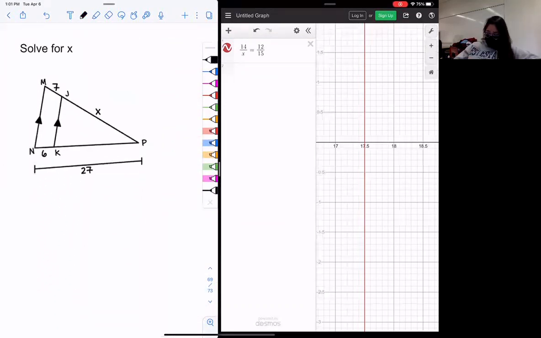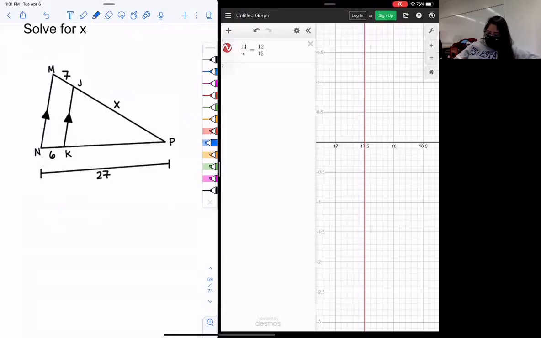Okay, so then let's go to the next one. Solve for X. Same thing. We have these two lines right here. What do those two lines mean, Ivana? Very good, everybody. They are parallel. These are parallel lines. Very good, Edwin. If they're parallel lines, that means our triangles are proportional. Okay, so I have 7, and that goes with what?